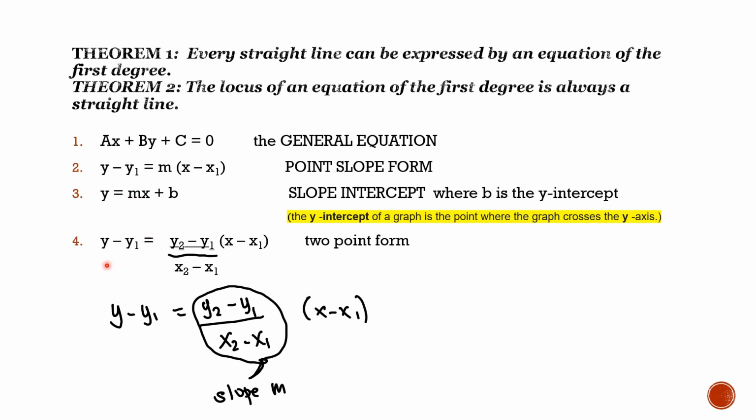The fourth form is y minus y sub 1 is equal to y sub 2 minus y sub 1 all over x sub 2 minus x sub 1 times the quantity x minus x sub 1. So this is the two-point form, wherein this whole thing here is the slope.